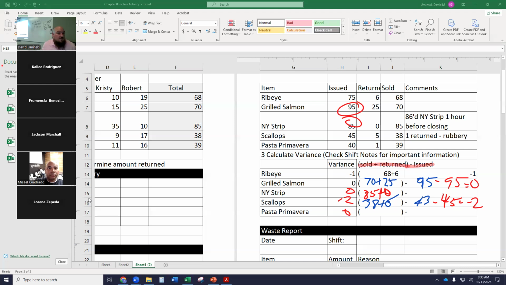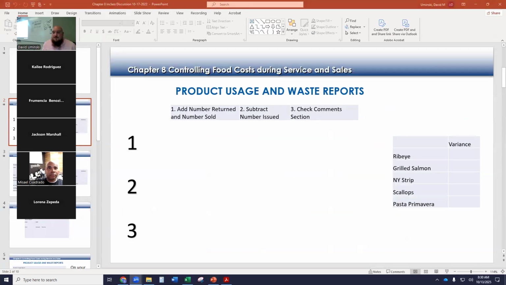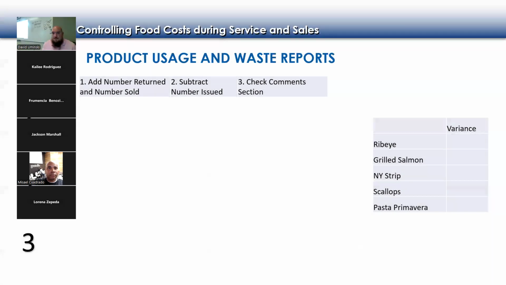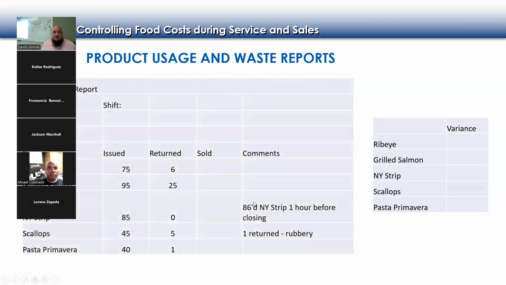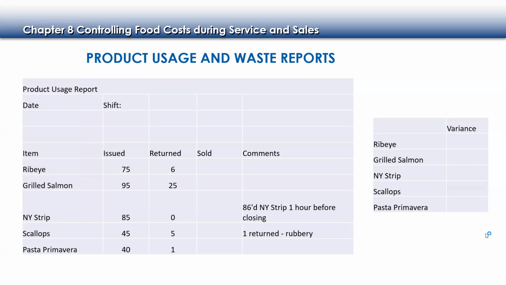All right. So let's go back to our PowerPoint. We said scallops had a variance of -2. Well, that means we're missing 2 orders of scallops. Okay. Is that an issue?